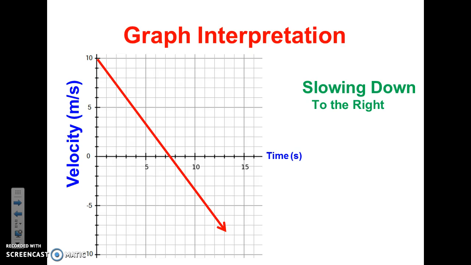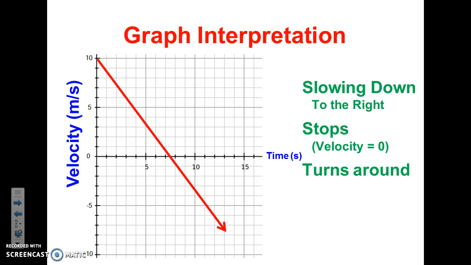Then the line crosses 0 velocity. Anytime I have 0 velocity, that means that I've stopped. So it stops at that point, and then I start moving to the left. So I must turn around. And when I turn around and start moving to the left, my numbers get further and further away from 0, which means that I am speeding up.